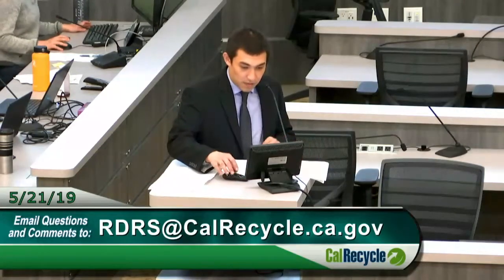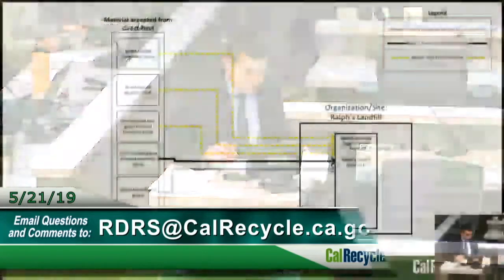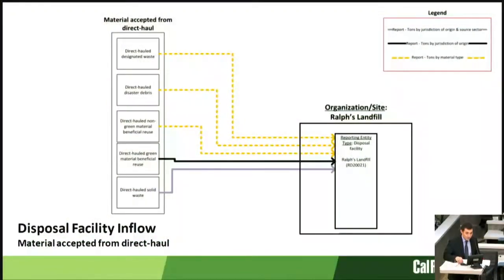And the next one that we'll be talking about is reporting requirements for disposal facilities. Disposal facilities are landfills, transformation facilities, EMSW conversion facilities that don't exclusively convert source-separated tires or biomass, waste tire disposal facilities, inert debris landfills, etc., that dispose any tonnage inside the state of California.